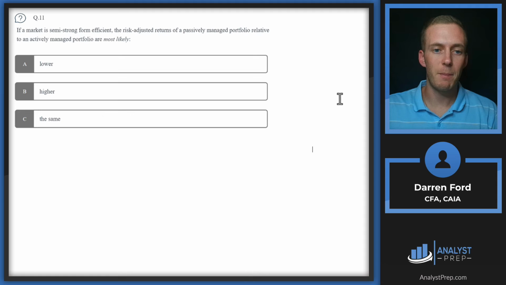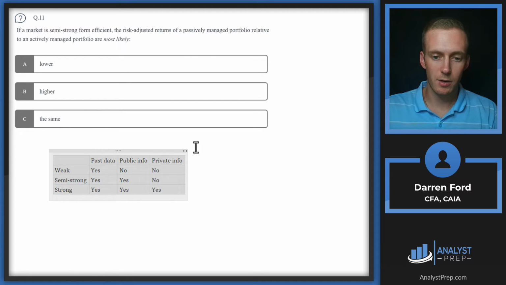Question 11. If a market is semi-strong form efficient, the risk-adjusted returns of a passively managed portfolio relative to an actively managed portfolio are most likely: A, lower, B, higher, or C, the same. I'm going to pull in this chart here to give us a quick refresh on the different forms of market efficiency.